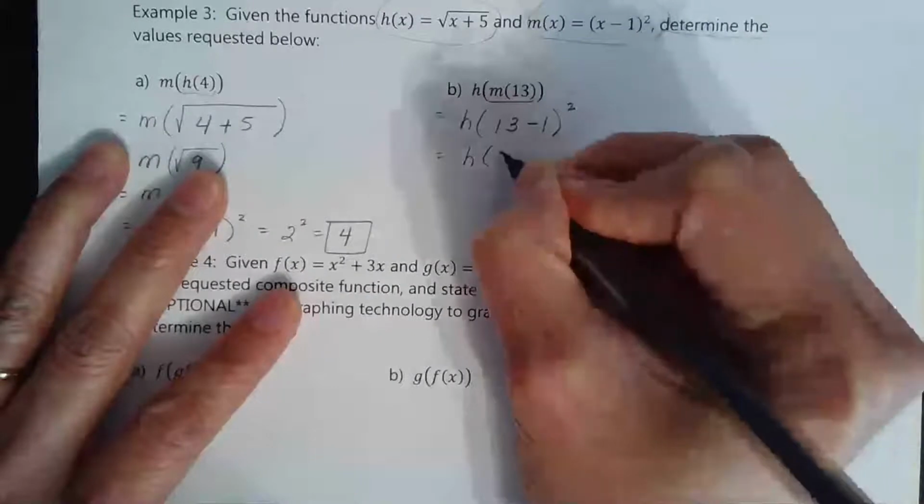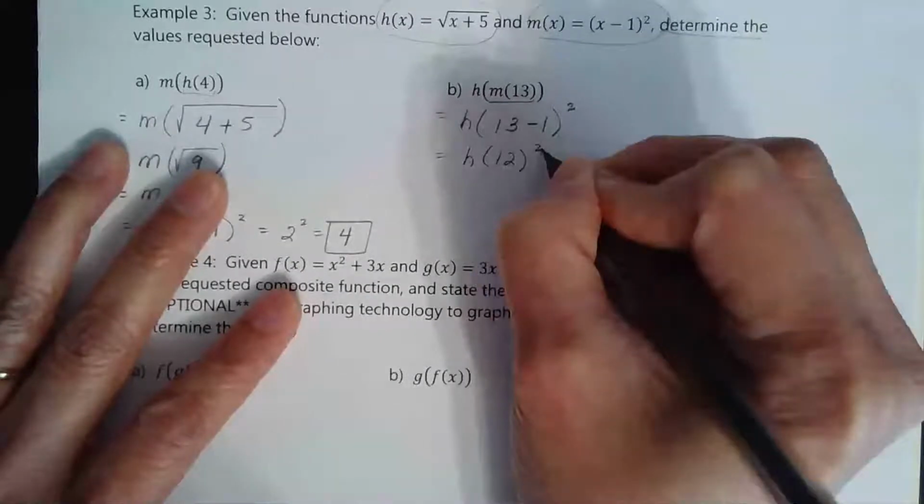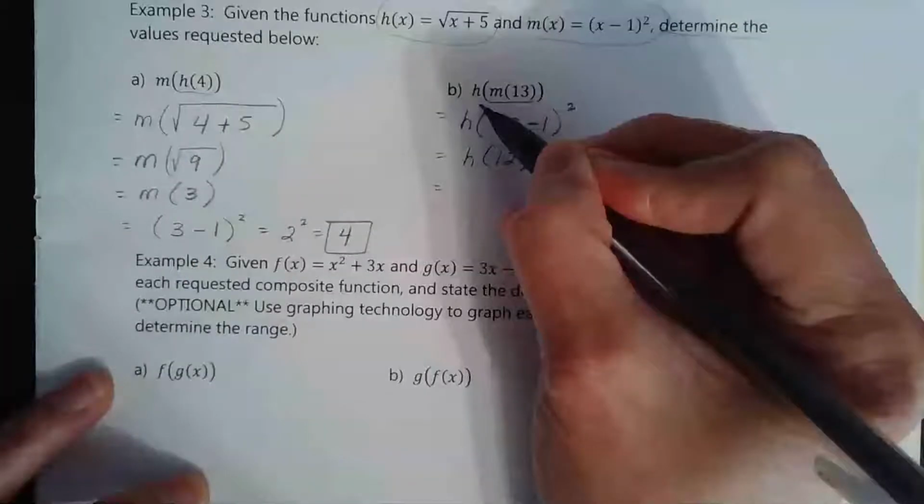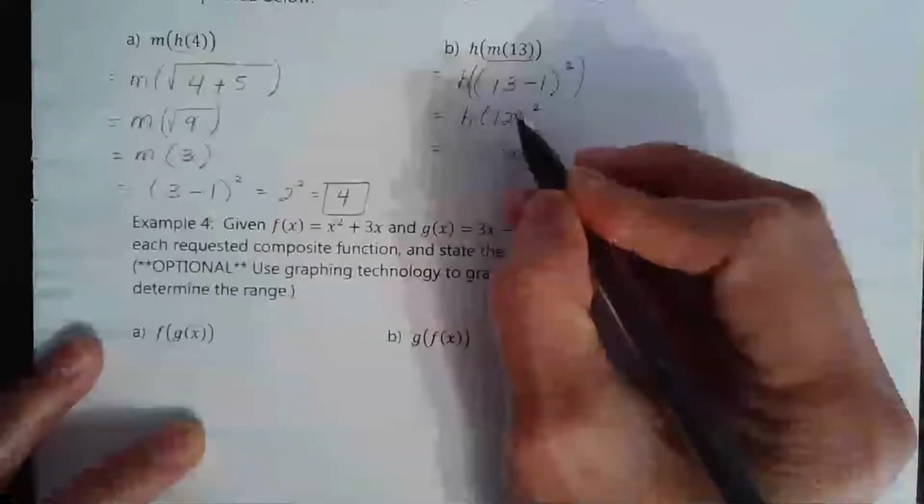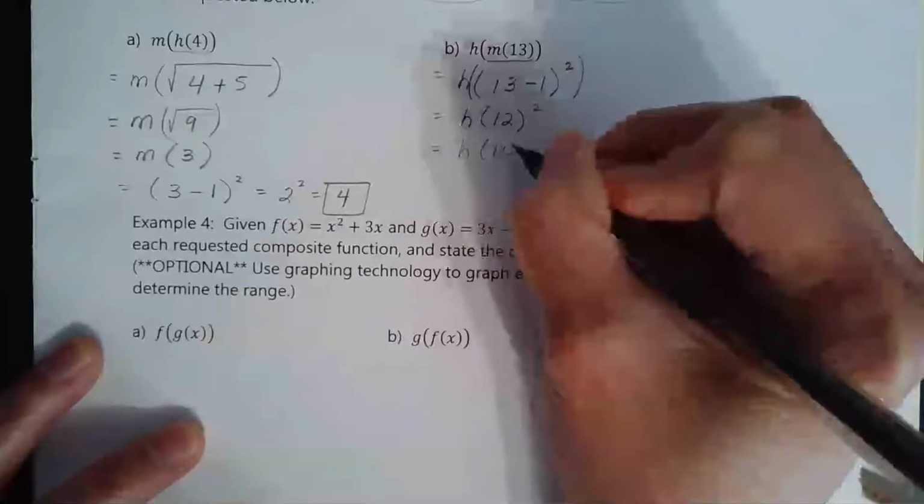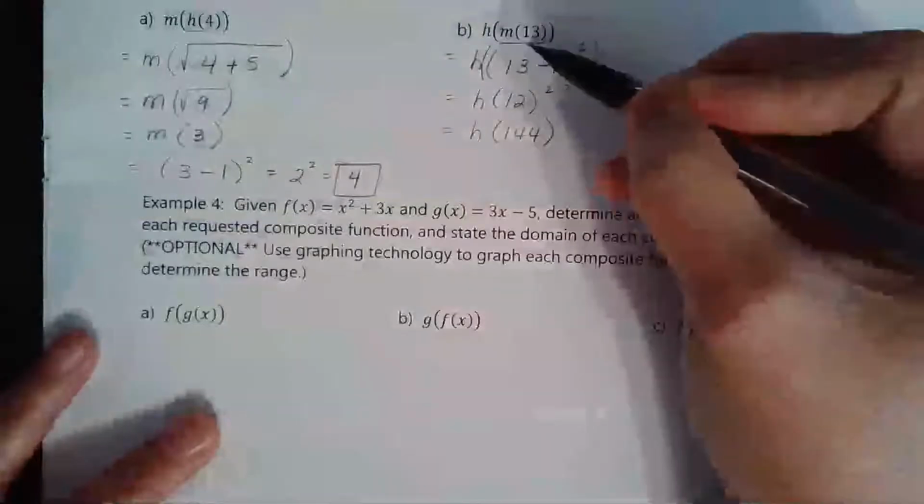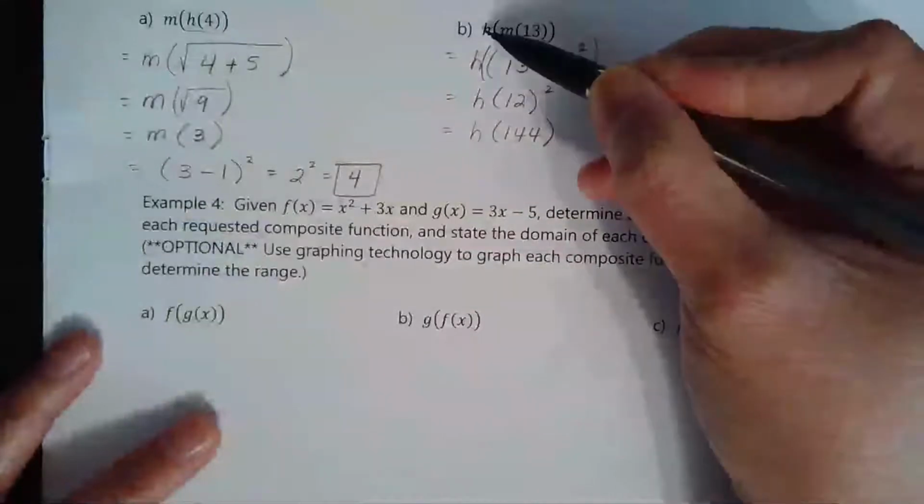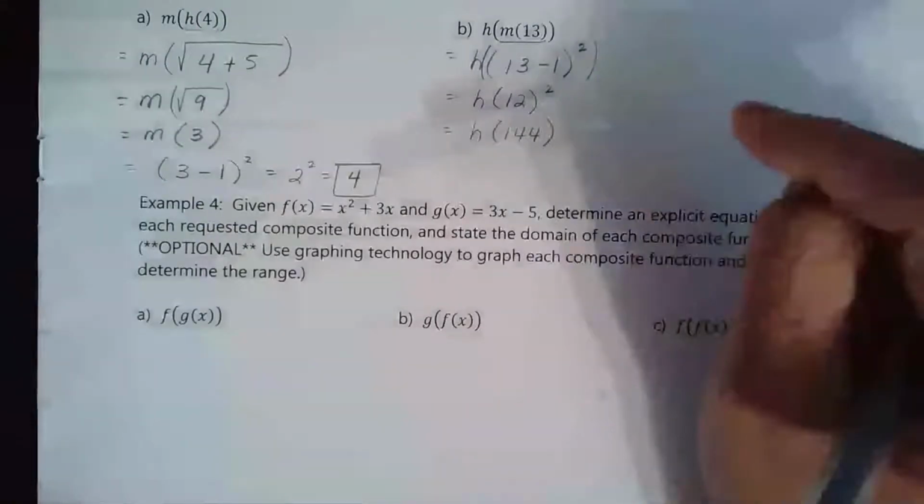And for m, they said x is going to use 13 wherever you find x. So h, m of 13 in there. So 13 minus 1 squared. 13 minus 1, simplify that, that's going to be 12 squared. 12 squared, so there's the 144.